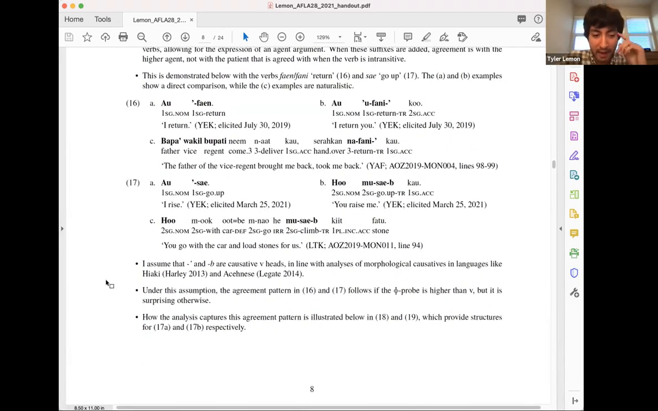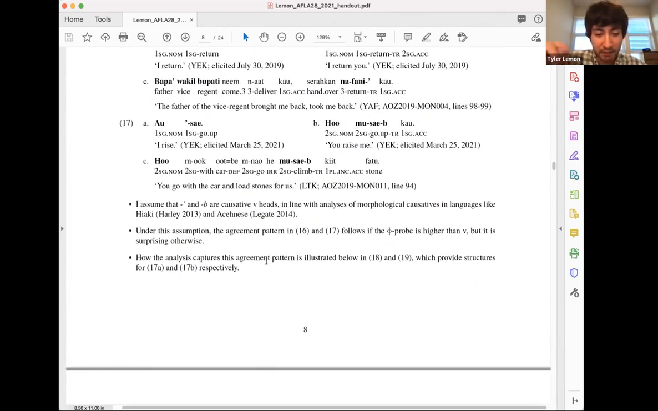I assume that these two suffixes are causative v heads, little v heads, in line with analyses of morphological causatives in languages like Yaqui and Achinese. So under this assumption, the agreement pattern in 16 and 17 follows if the probe is higher than v, but it's surprising otherwise.